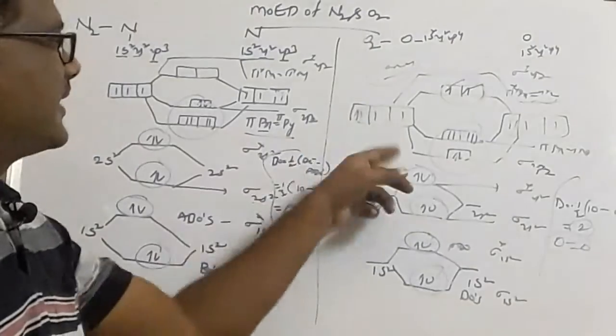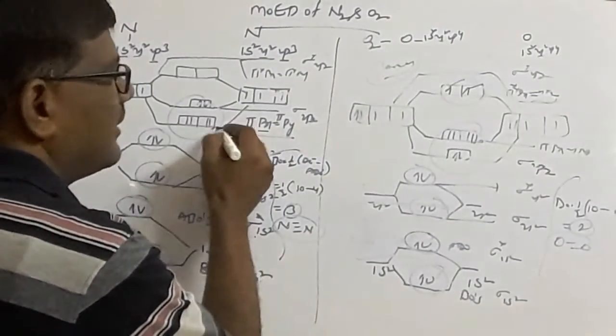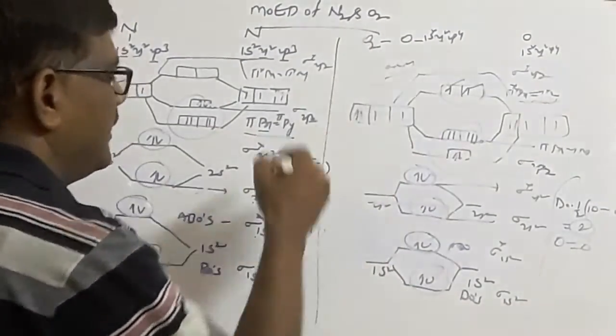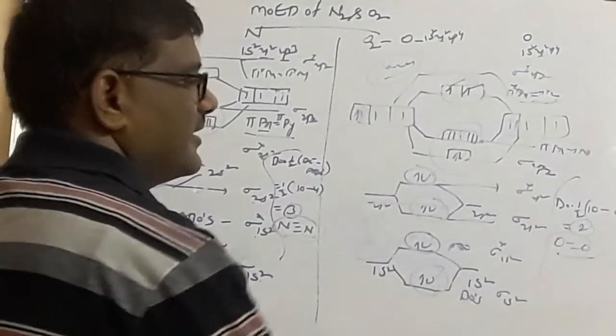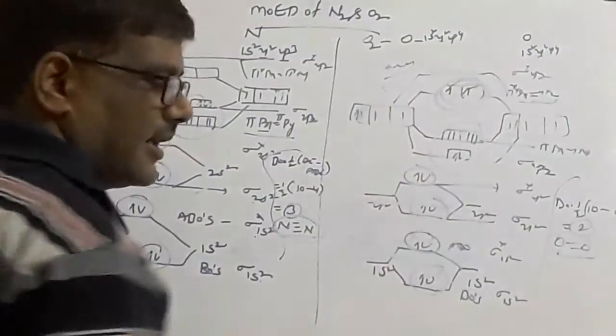What is the difference between this and this? Up to here both are the same. Here only this interchanges and immediately you will get here the bond order is 3, here the bond order is 2, and according to the MOED oxygen will have the paramagnetic nature.